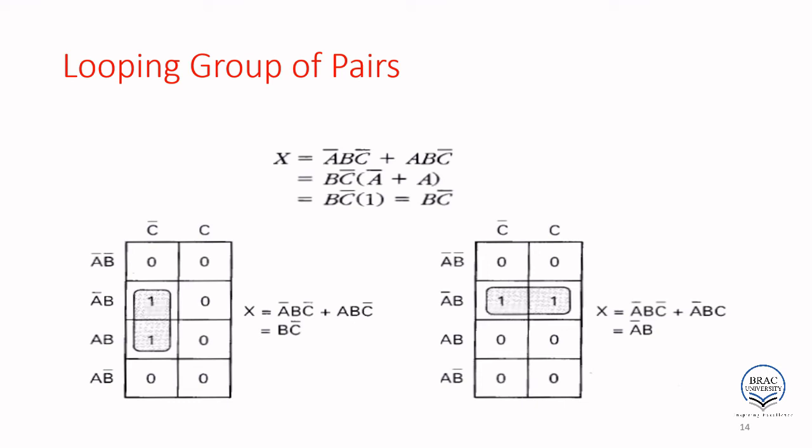So it becomes A prime B C prime plus A B C prime. If you simplify it, it becomes B C prime. Same as it is: A prime B C prime plus A prime B C. Simplify, A B. You can put it this way or this way. Either one is the same.